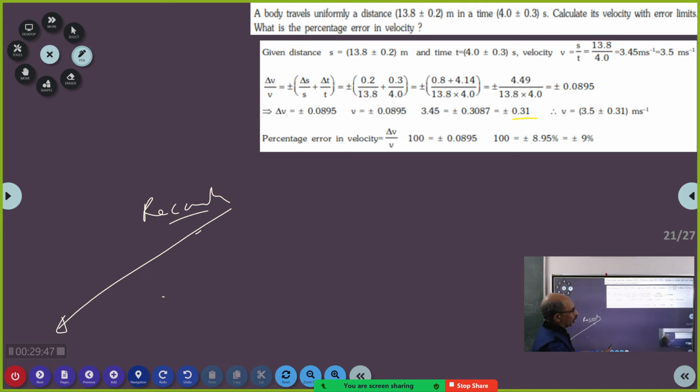Okay, so I hope you understood this logic here. Percentage error in this is also so and so. Okay, fine. So here this is so and so. See here the reporting. Here the reporting is percentage error in velocity. It is reported to be 9%. Why?